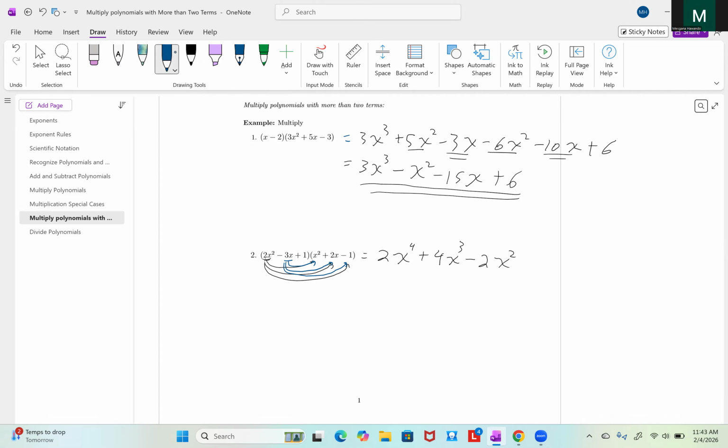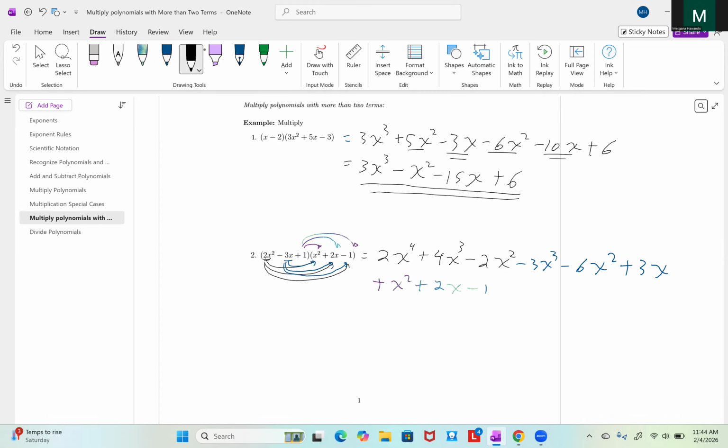This gives us minus 3x cubed minus 6x squared plus 3x. And then we multiply 1 by x squared, 1 times 2x, 1 times minus 1. So this here is equal to plus x squared plus 2x minus 1.